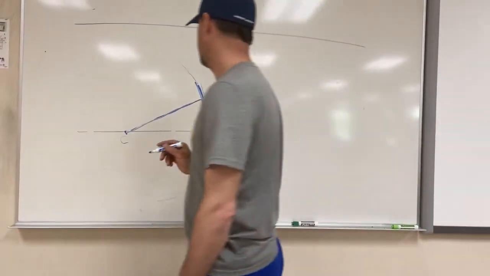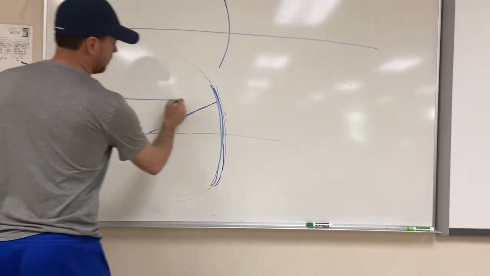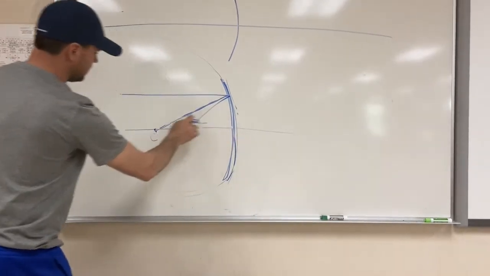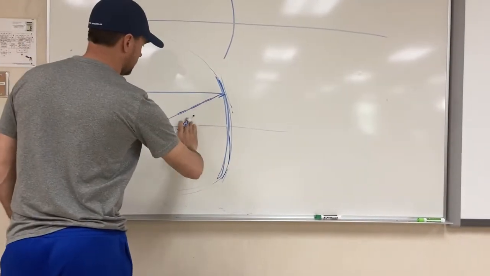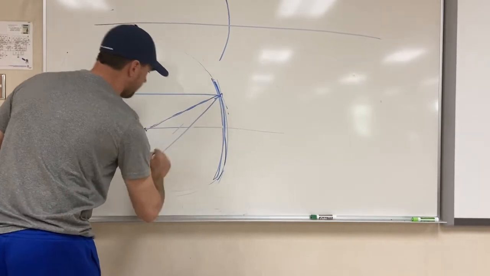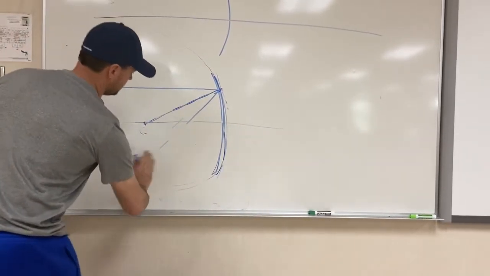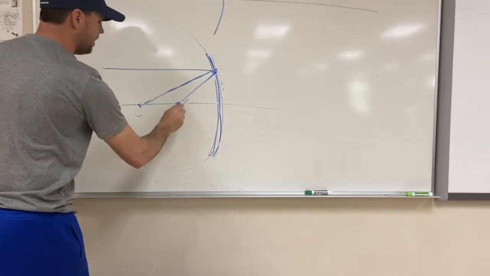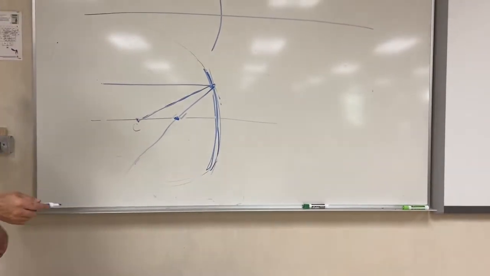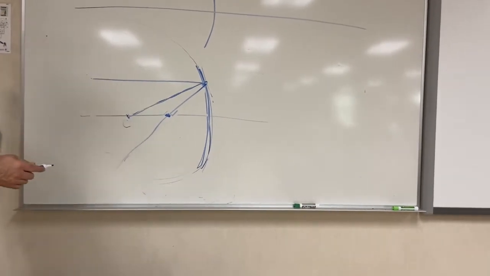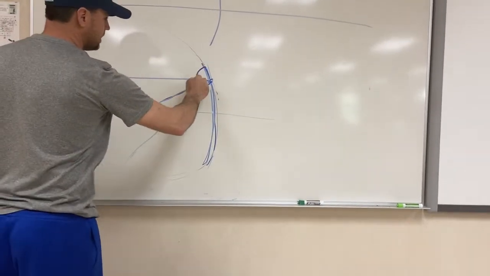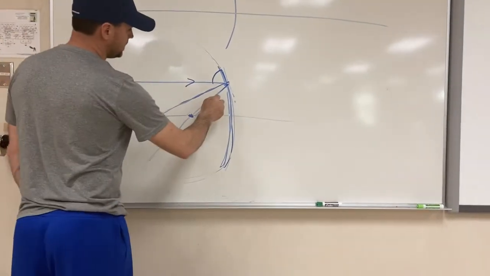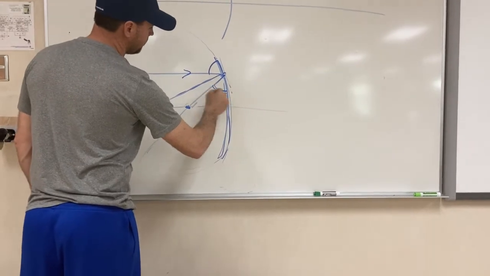If a ray comes in parallel, it's going to bounce back at a point halfway between the mirror and the center. Halfway. Oh, there it is. Halfway between the mirror and the center. All right, that's because the angle of incidence, so this is the incoming angle, incidence is a science word for incoming, needs to equal the angle of reflection.